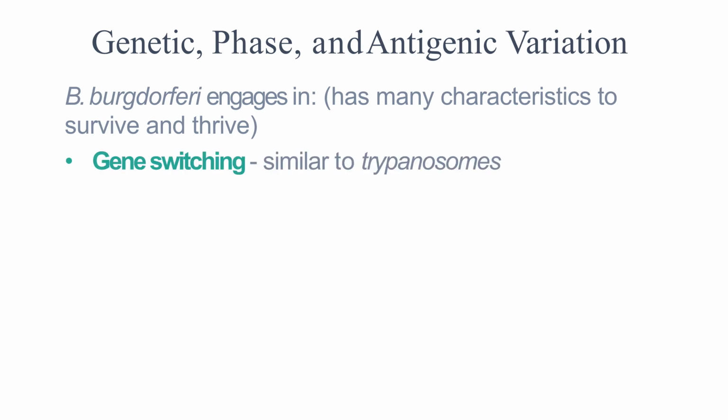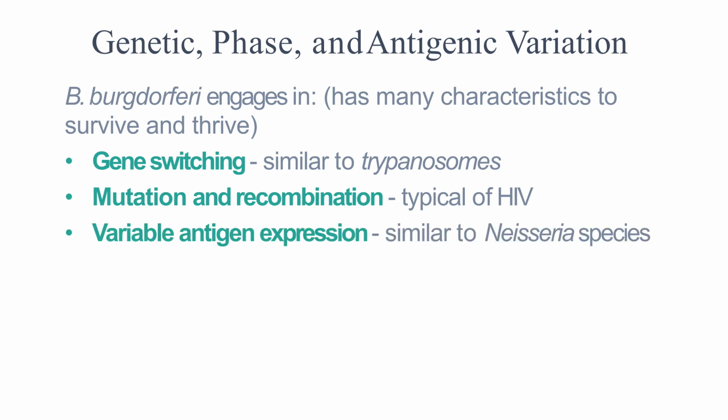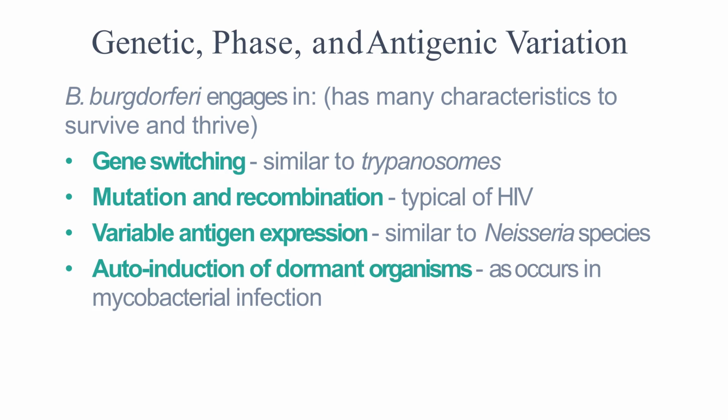So it has many characteristics to survive and thrive, and that's really the key. Here it has this genetic phase and antigenic variation where it has genetic switching, which is similar to trypanosomes. It has the mutation and recombination, which is typical of HIV virus. And then it has the variable antigen expression, which is similar to Neisseria species. And then the autoinduction of dormant organisms, which occurs in mycobacterial infections.